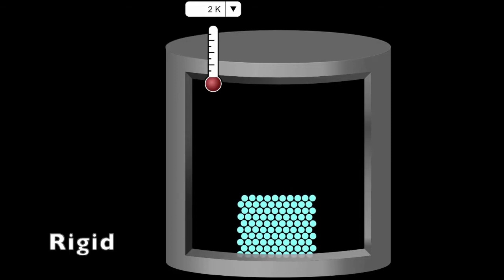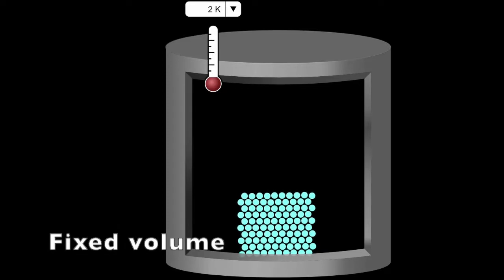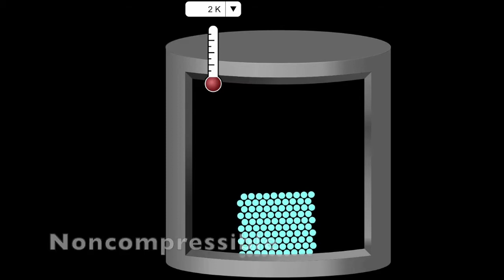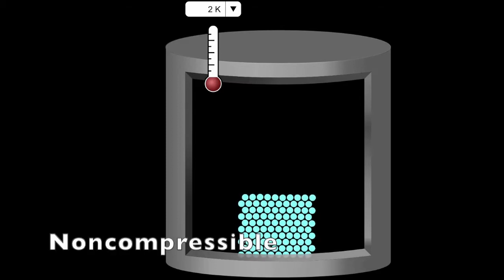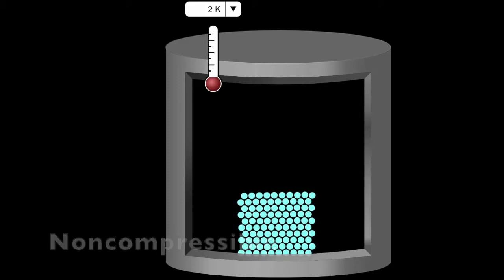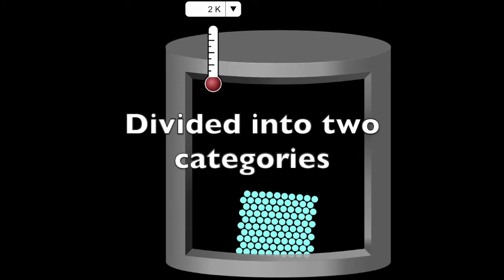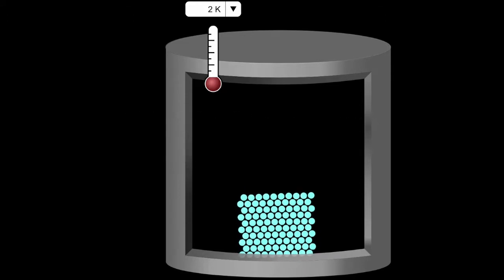Solids are rigid. They don't take the shape of their container. They do not expand to fill the entire available volume like a gas does. They keep their shape. Solids are non-compressible, which means you cannot compress or squish them easily because there's very little space between the particles. Solids are divided into two categories based on how their particles are arranged.